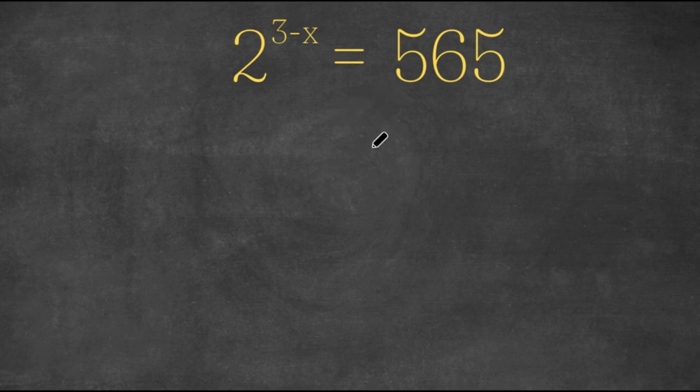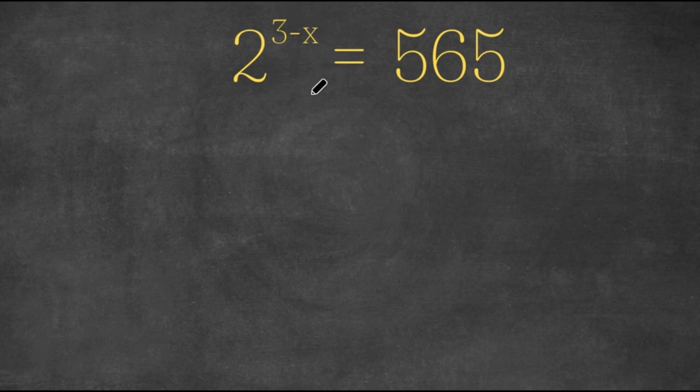In today's video, I'm going to be teaching you guys how to solve this exponential equation. So we have 2 to the power of 3 minus x equals 565. And what I want to do is I just want to get rid of this base and keep the exponent.